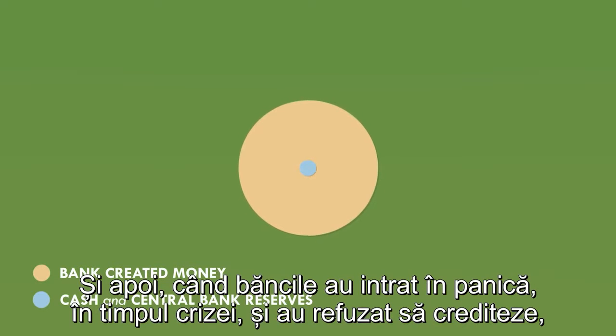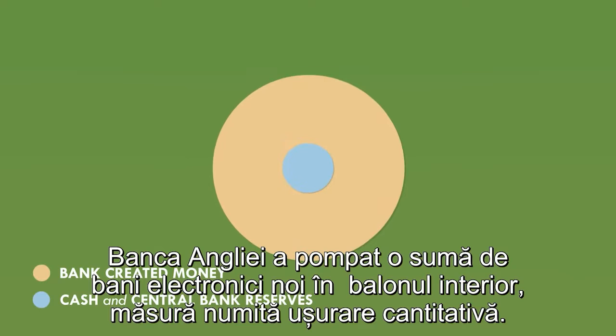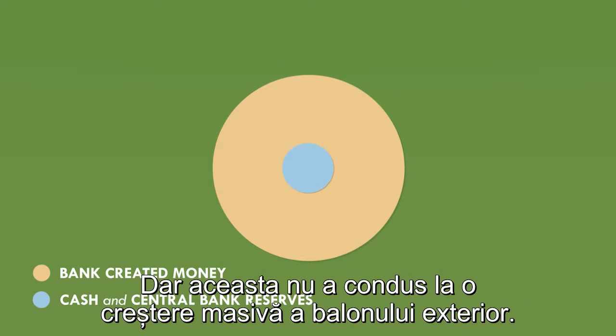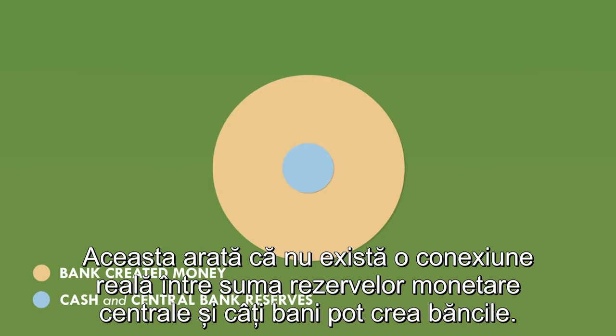And then when banks panicked during the crisis and refused to lend, the Bank of England pumped a load of extra base money into the inner balloon through the scheme known as quantitative easing. But this didn't lead to a massive increase in the size of the outer balloon. Right now, the outer balloon, the amount of bank-created money, is only 14 times bigger than the inner balloon. This shows that there is no real connection between the amount of central bank reserves, or base money, and how much money that the banks are able to create.